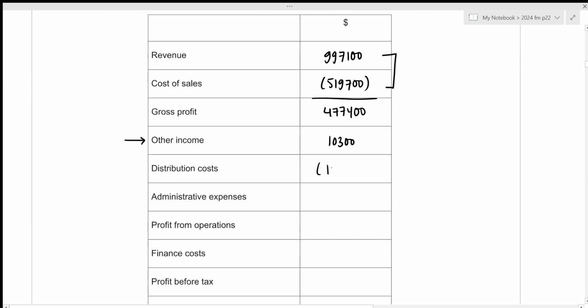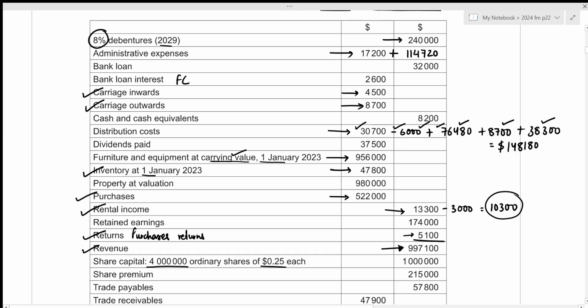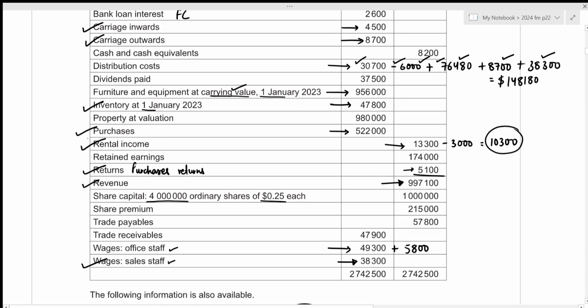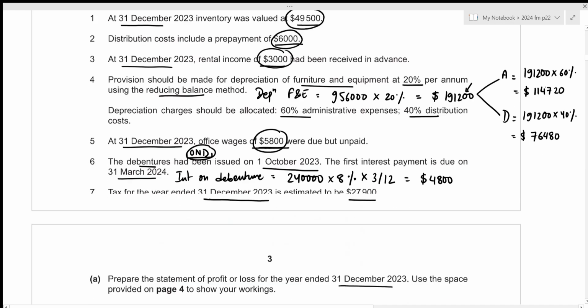And we need to subtract it. So 148,180. Now we need to include the administrative expenses. For administrative expenses, we have already made an adjustment right here. That is for the depreciation charge for the year. Then I think the only one to be included now will be our wages for the office staff. And that's 49,300 plus 5,800, which gives a total of 55,100. Now we need to add it to our administrative expenses. The total administrative expenses is just going to be 17,200 plus 114,720 plus 55,100, which results in 187,020. Let's write it down.